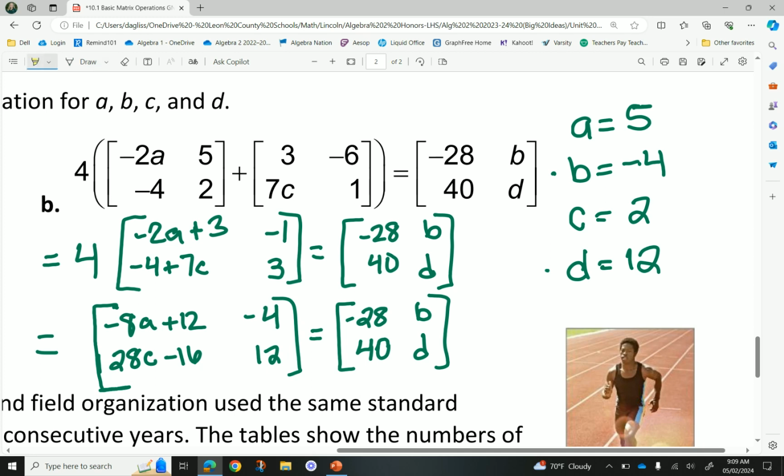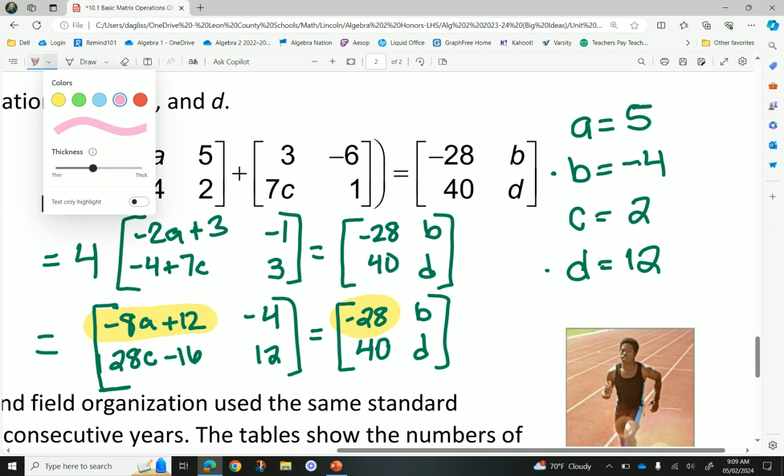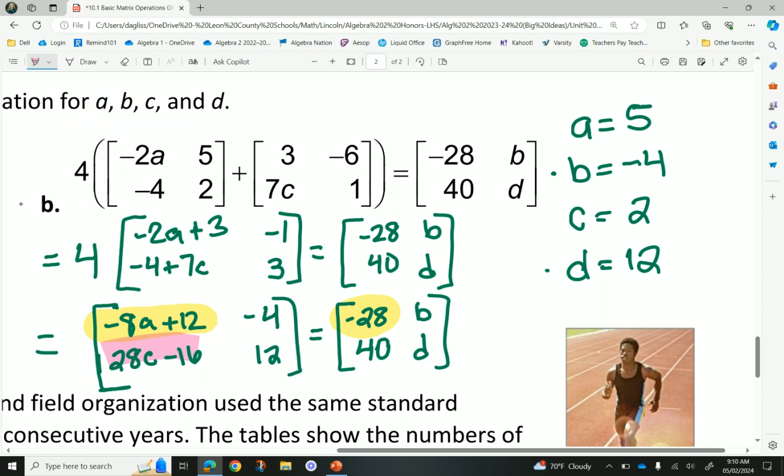All right, so for 5, my -8a plus 12 was equal to -28. So you subtracted 12 and then divided by -8, and that's where 5 came from for that one. And then for your C value, you did 28c minus 16 equals 40. So you added 16 to get 56, divided by 28 to get the 2.